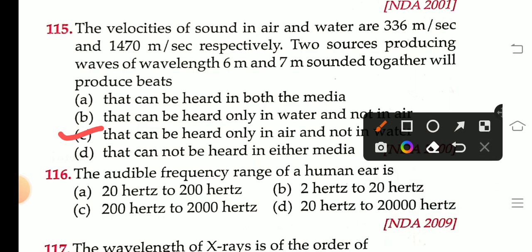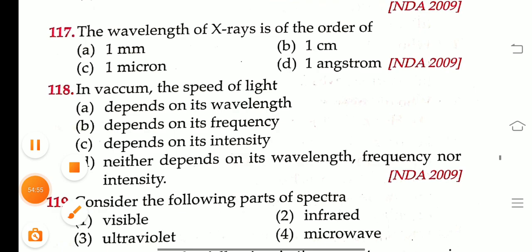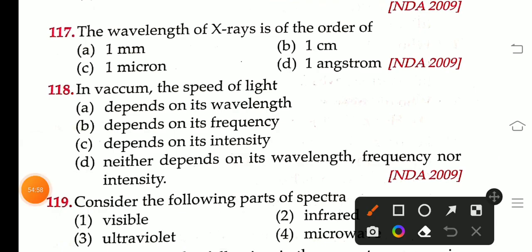Next, the audible frequency range of a human ear is. Right answer option D, 20 Hz to 20,000 Hz. Next, the wavelength of X-rays is of the order of. Right answer option D, 1 angstrom.